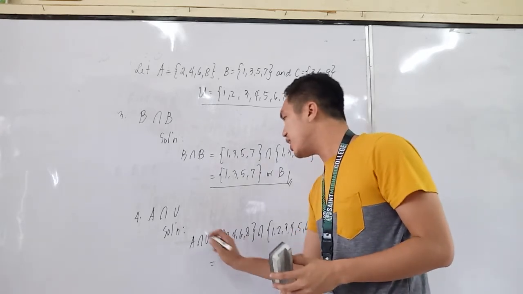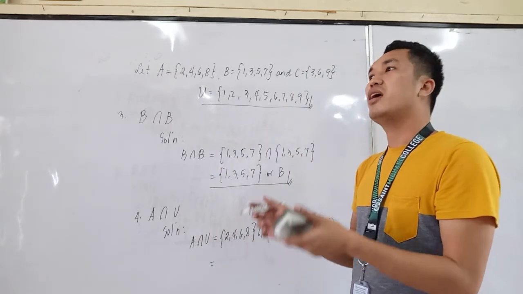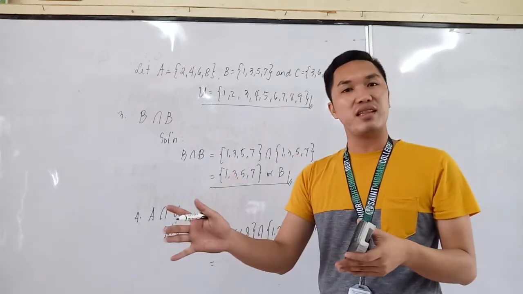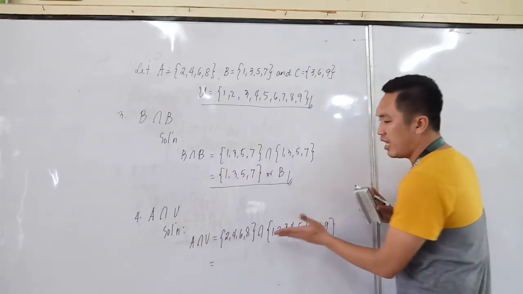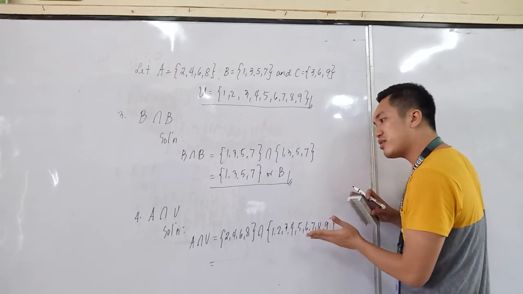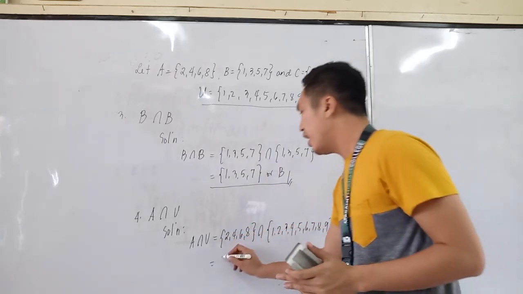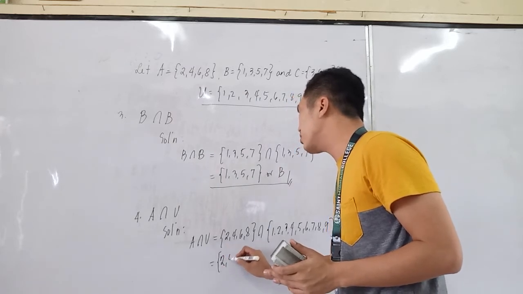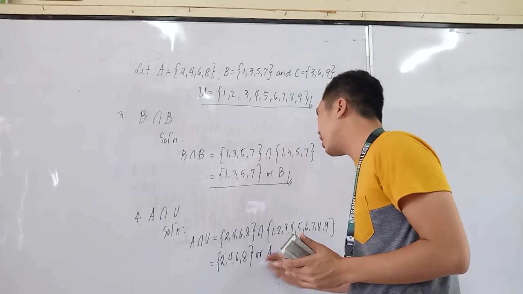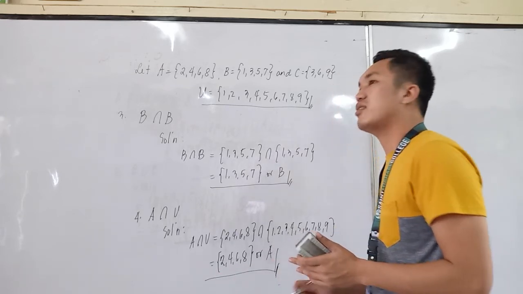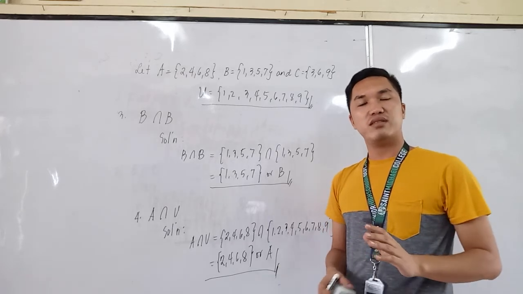So the answer is, if you're going to intersect a set to a universal set, the answer is simply the set. These elements are common to the universal set, you can see them in the universal set. Therefore, the answer here is 2, 4, 6, and 8, or simply set A. So this is the answer if we're going to intersect a set to a universal set.